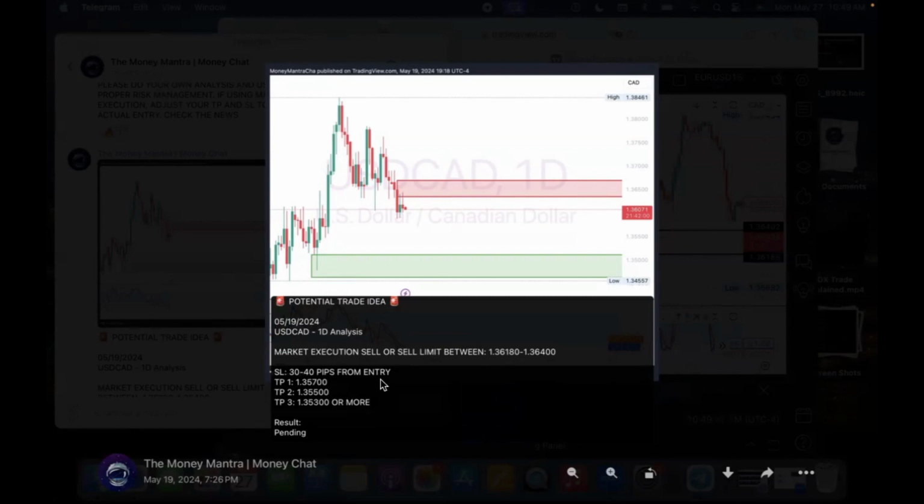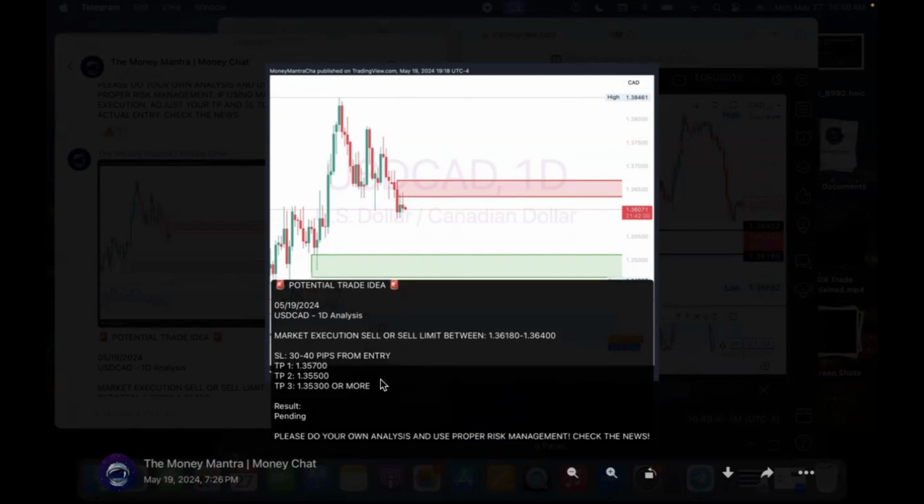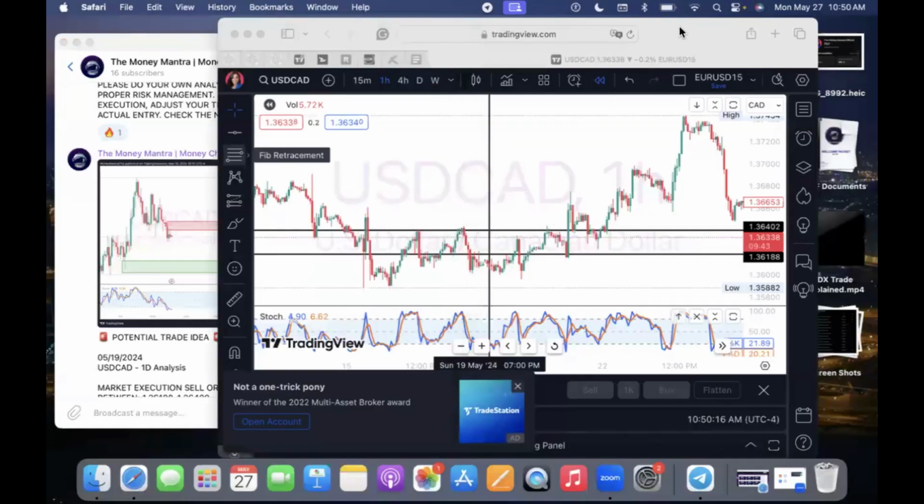But you can always adjust your stop loss to anything that you want based on your trading style and your trading plan. I also gave them a few different TPs that they can take, anywhere from 40 to about, it looks like, 100 pips. And we're going to go ahead and see how this trade actually played out on TradingView.